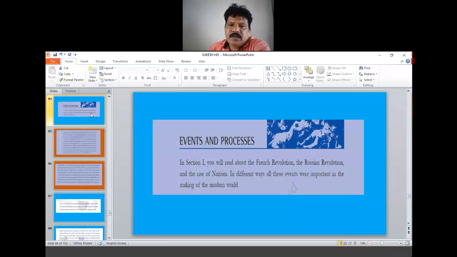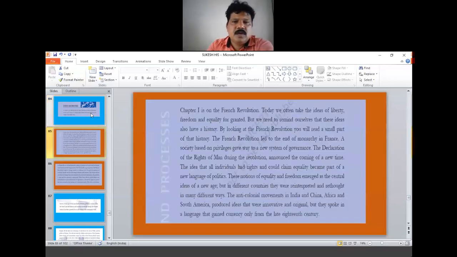So we are going to study about the Russian Revolution, French Revolution, rise of Nazism, and rise of Hitler as a dictator of Germany. A very interesting as well as informative and a little difficult chapter. Today we often speak of the ideas of freedom and equality. They are majorly the contribution of the French Revolution.